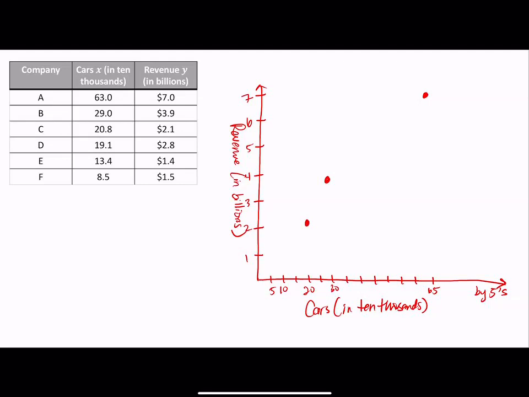Then I have 19.1 and 2.8. So 19.1, 2.8, just a little bit higher, a little less there too on the x-axis. 13.4 and 1.4, 13.4, 1.4, somewhere in here. And then lastly, I have 8.5 and 1.5. 8.5, 1.5, maybe in there somewhere.